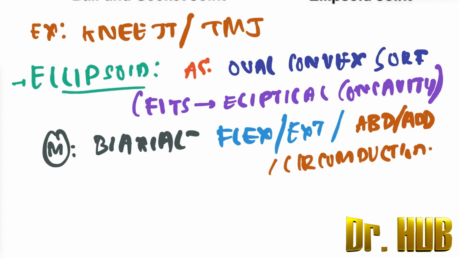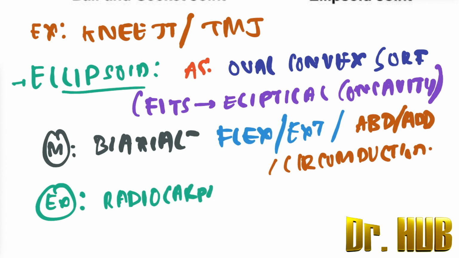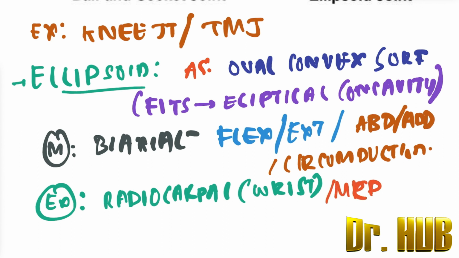Then we move on to the examples. Here the examples include the radiocarpal joint, that is the involvement of the wrist. Then come the metacarpophalangeal joints, which we write as the MCP.